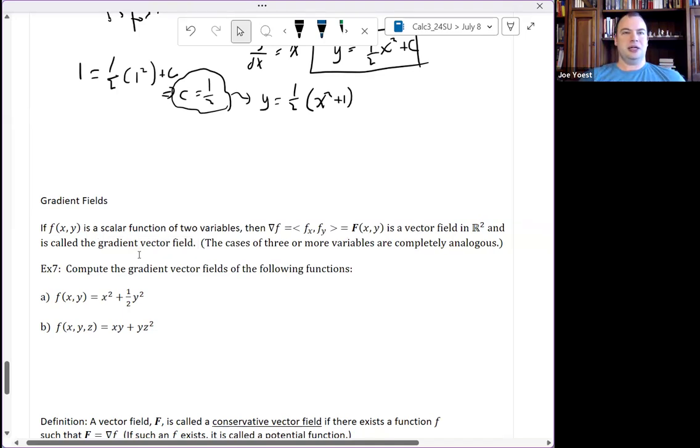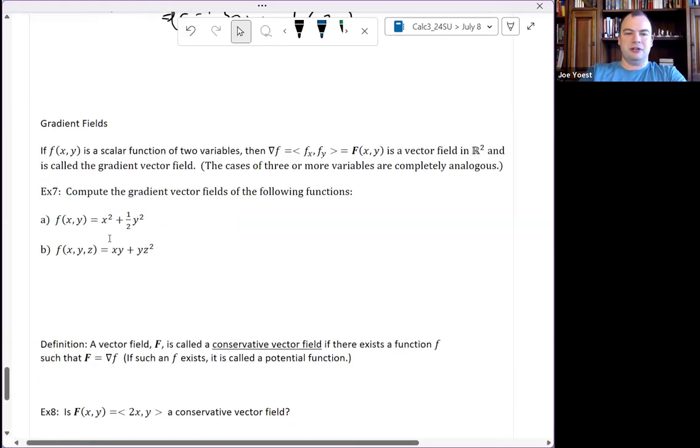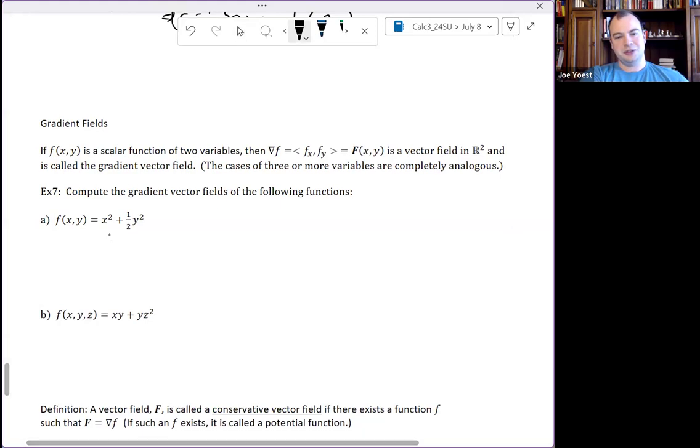So really what we're saying is that if we imagine z equals little f of x, y representing some surface in 3 dimensions, maybe like a hill, at each point our output vector tells us the direction to go in if we started walking, if we want the direction of greatest increase. And of course, 3 or more variables are completely analogous. So let's just compute the gradient vector fields for these 2 functions.